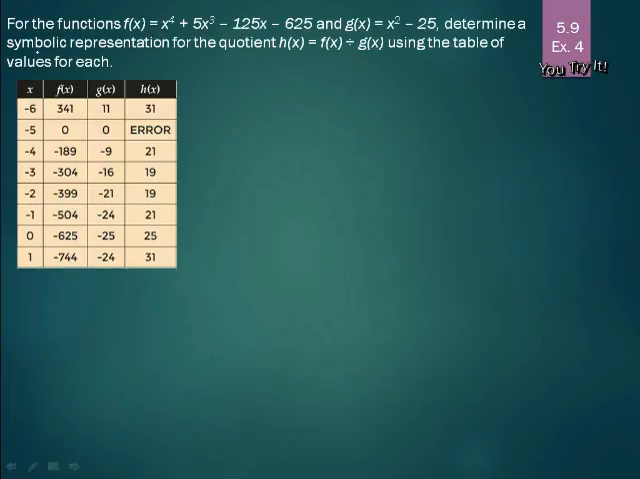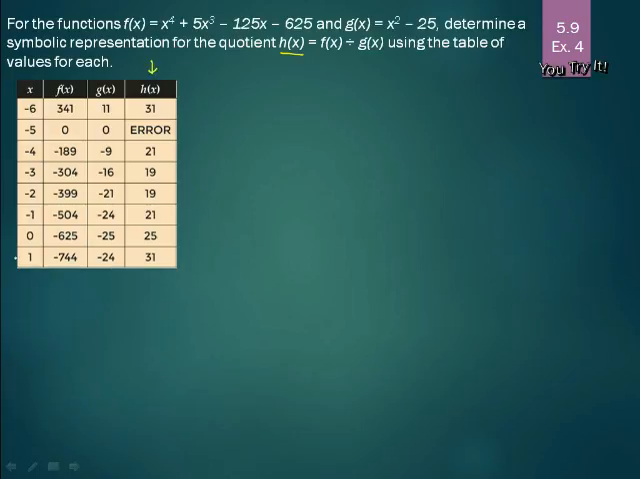Okay, so we want to find the symbolic representation for the quotient h of x, which we know is f of x divided by g of x. And notice here that they give us f of x values, g of x values, and h of x values. And since we're trying to find the representation of the quotient, which is h of x, then we can go ahead and find the finite differences here and find the function.